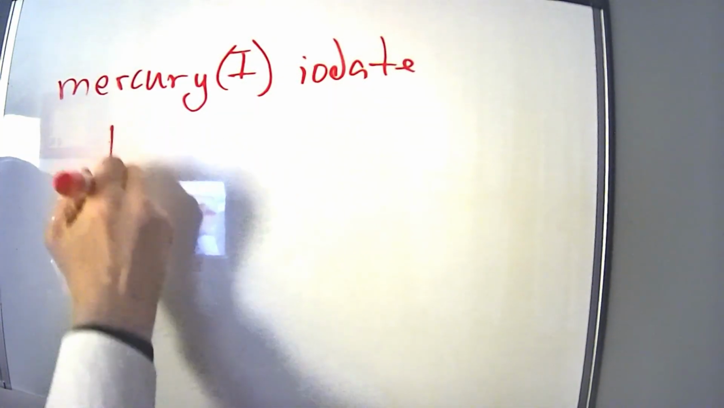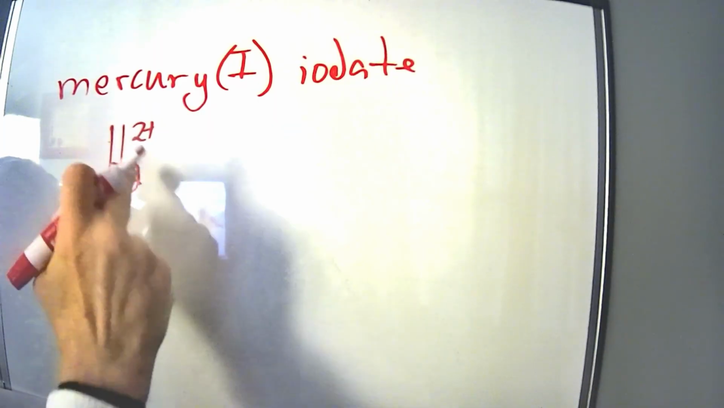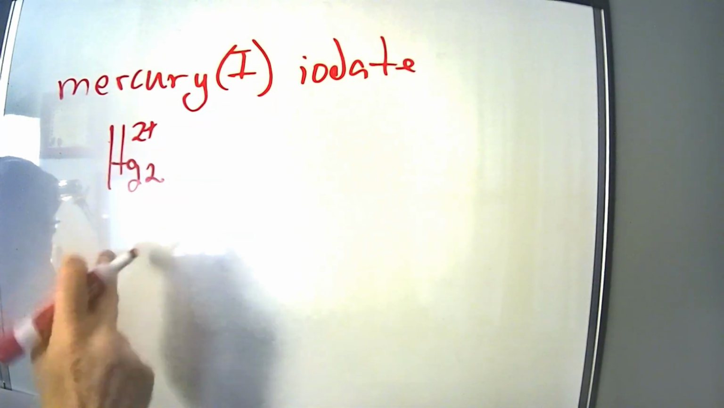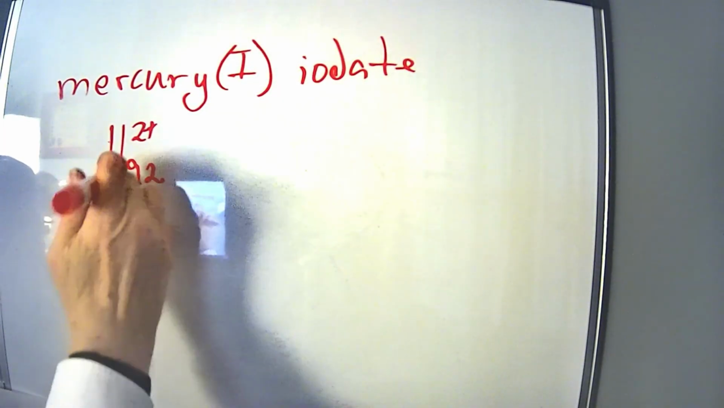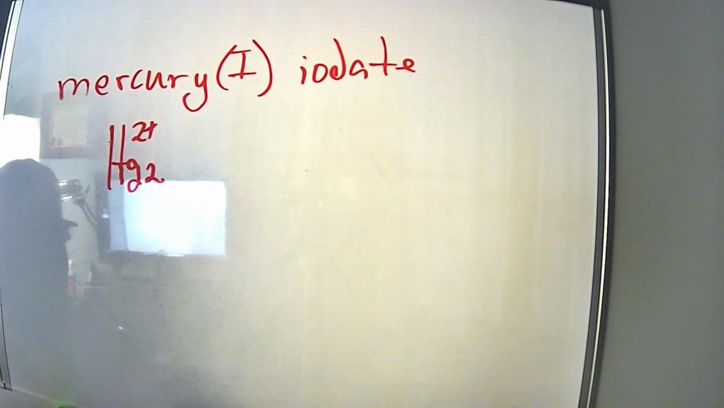Mercury 1 is Hg2 2+. I know it's got a 2+ charge there, but we have a subscript of 2 here, so that means there are 2 mercuries, each of which having a 1+ charge, and as a polyatomic ion, as 2 of those ions together, it's got a 2+ charge. But it's called mercury 1 because each of the individual mercury ions is a 1+ charge.